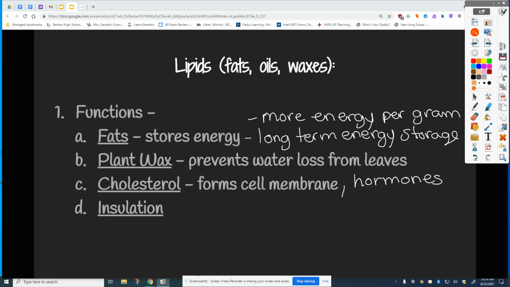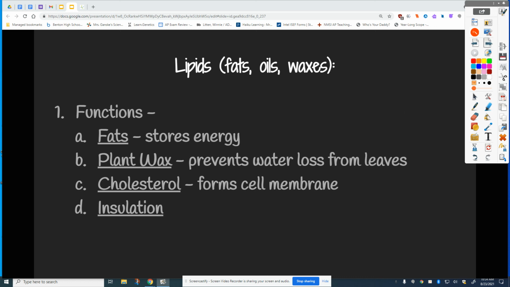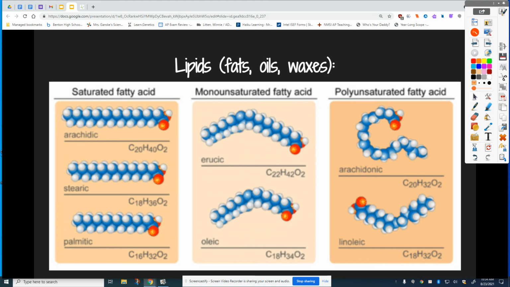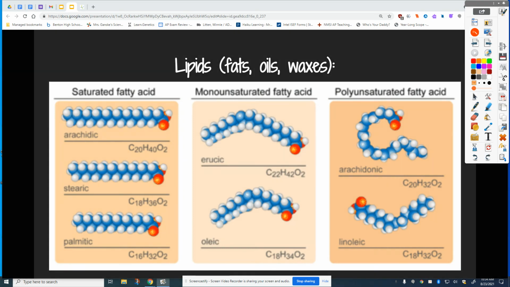So now we're going to talk about some specifics about lipids. So lipids, their monomers are fatty acids and glycerol. So what were the monomers of carbohydrates? What were the single units, the simple sugars of carbohydrates? What do we call them? Monosaccharides. So those single units for lipids, we're going to call them fatty acids and glycerol.